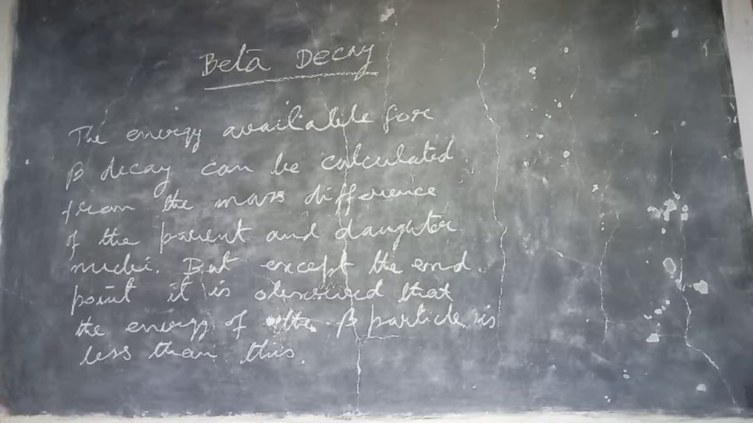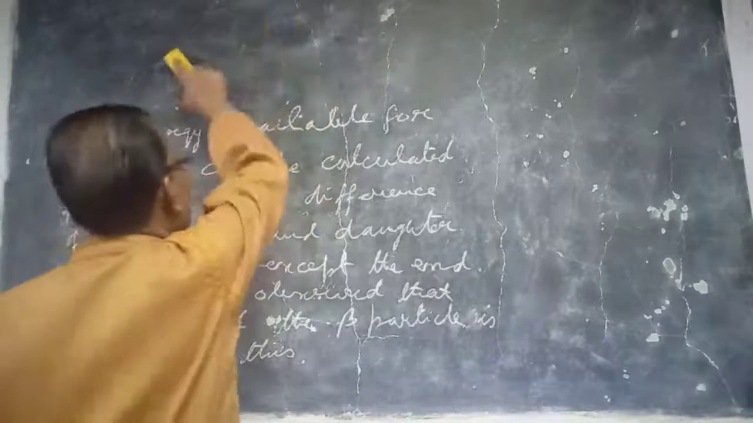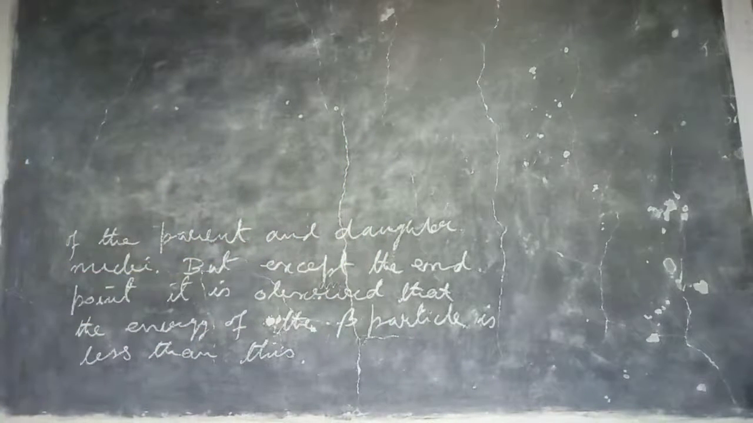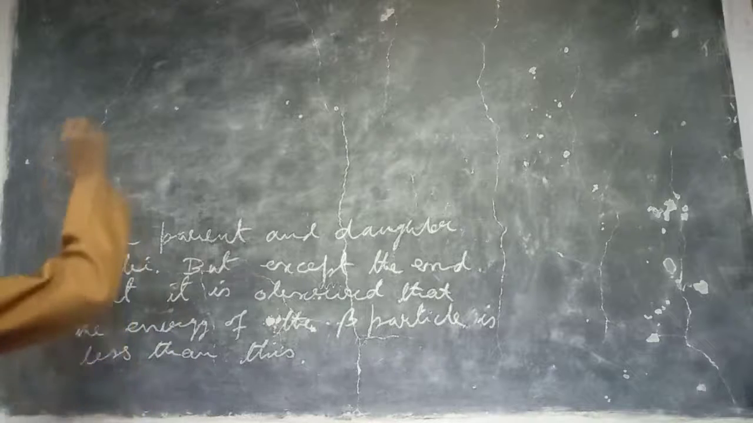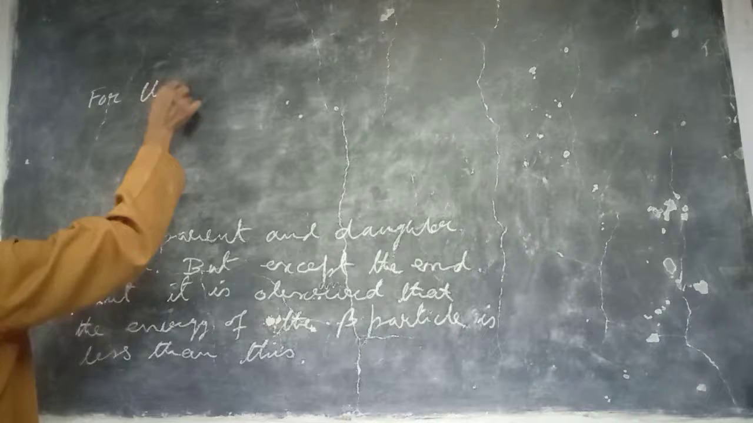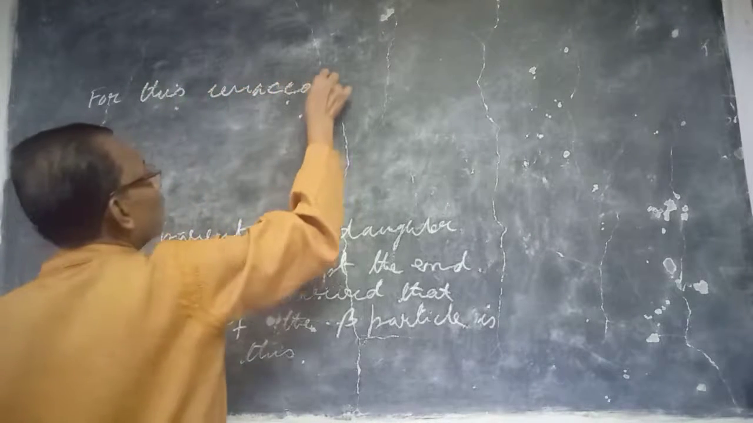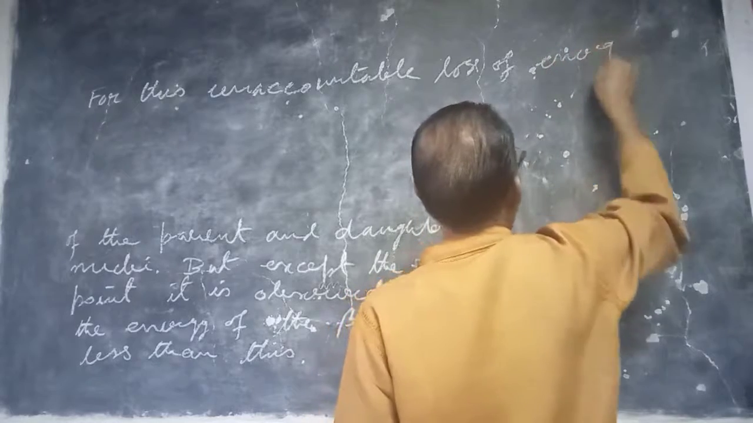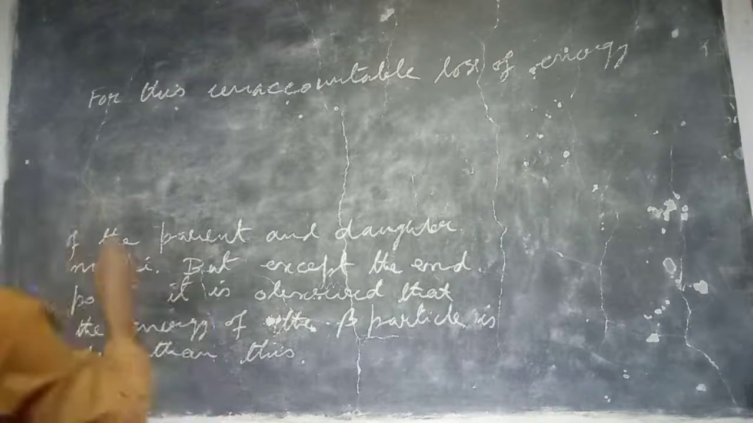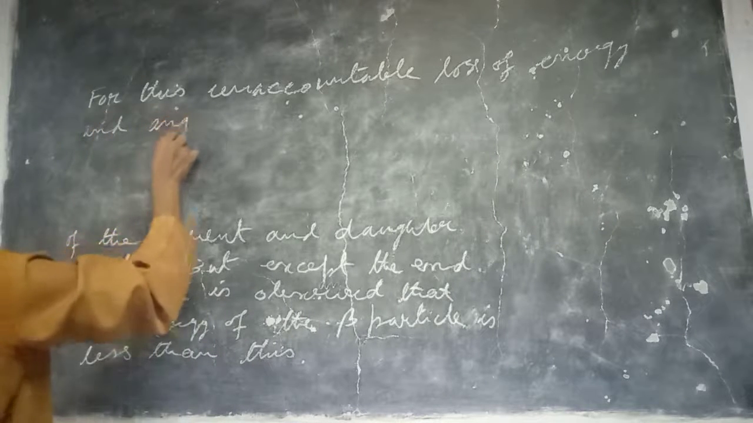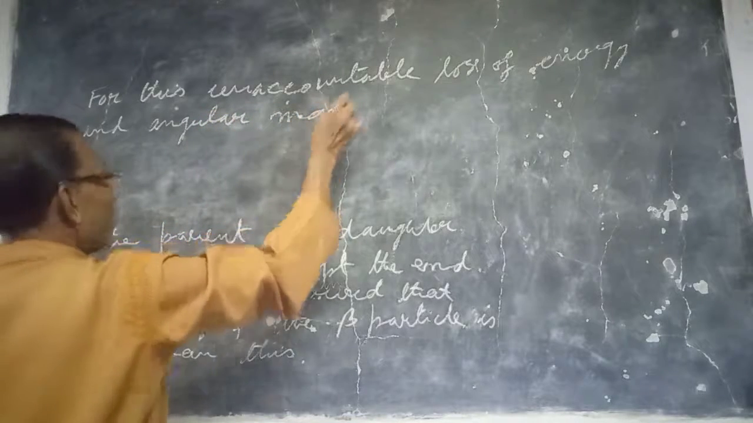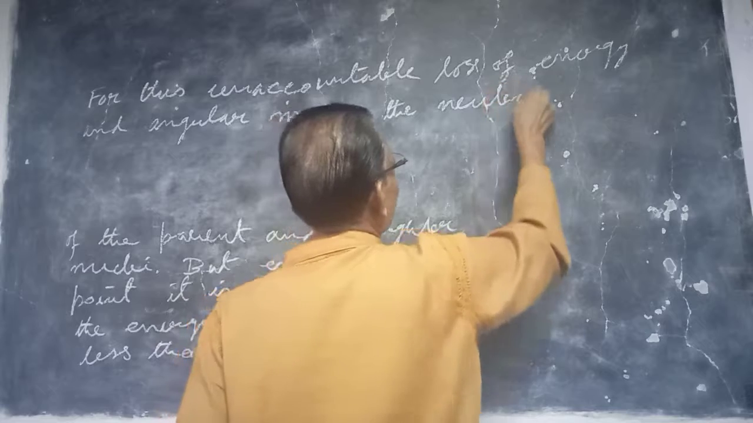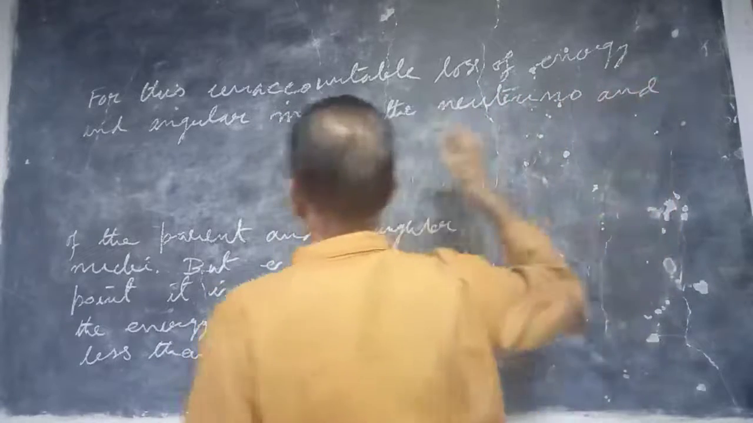Now, for this unaccountable loss of energy, and angular momentum, the concept of the neutrino or antineutrino, the neutrino and antineutrino hypothesis, is introduced.